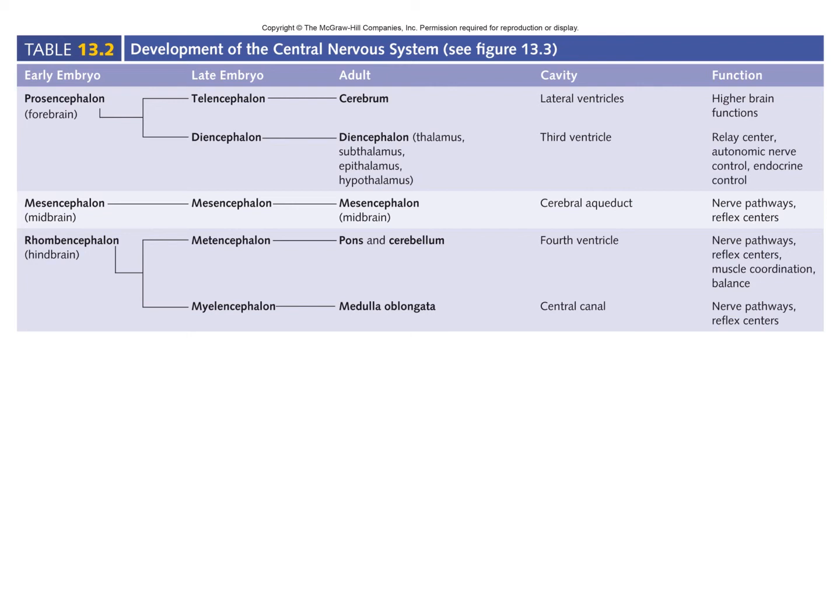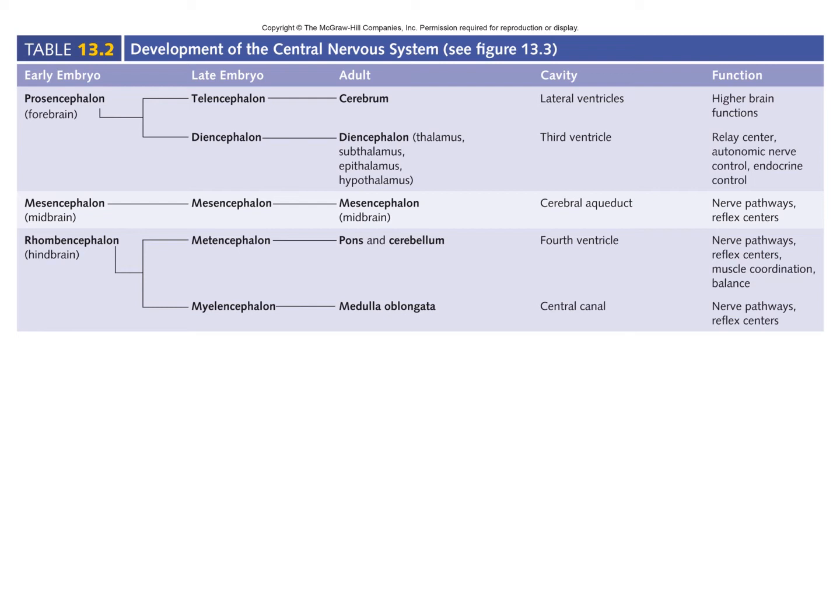Now, our original neural tube was hollow and filled with fluid. And as the brain expands and develops, those hollow interior spaces also expand. Our central nervous system has fluid-filled cavities within it that are traced back to the lumen of the original tube. So that's what that column of cavities is all about.